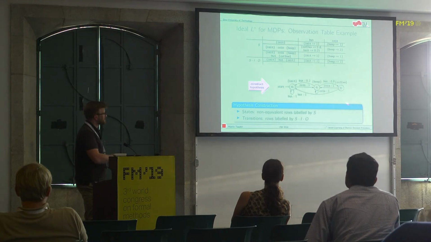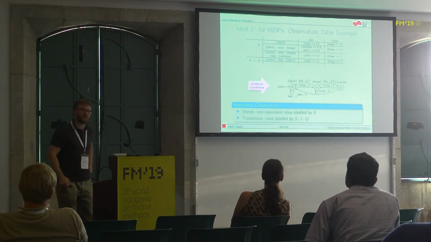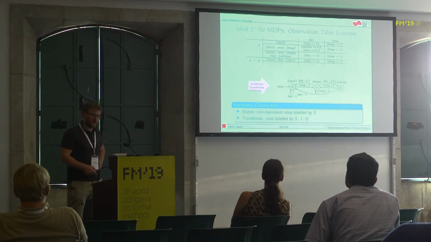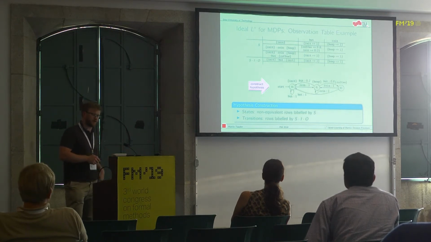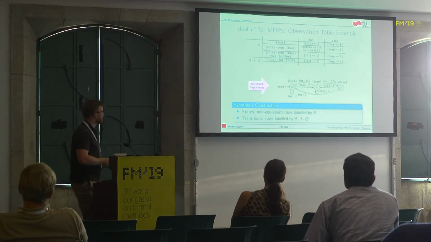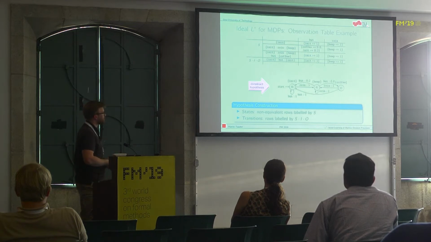From that, we can construct the faulty coffee machine. So as before, the number of non-equivalent rows labeled by S is the number of states, and the rows are used to create transitions in this hypothesis.